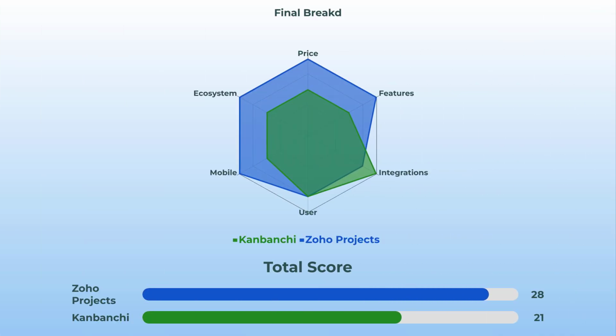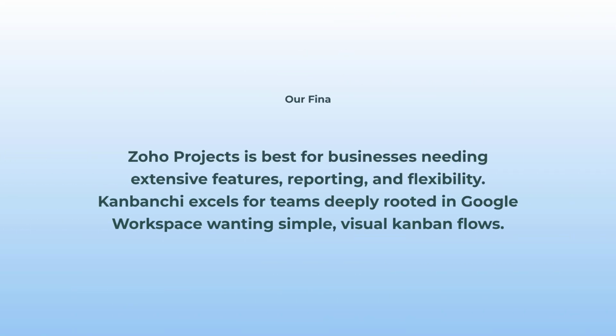If you look at the radar chart, it's crystal clear. Zoho Projects is leading in price, features, mobile, and the whole integrated ecosystem thing. Kanbanchi really shines for Google Workspace folks and nails integrations in that arena, but honestly, Zoho just covers more bases overall. So here's my big takeaway.